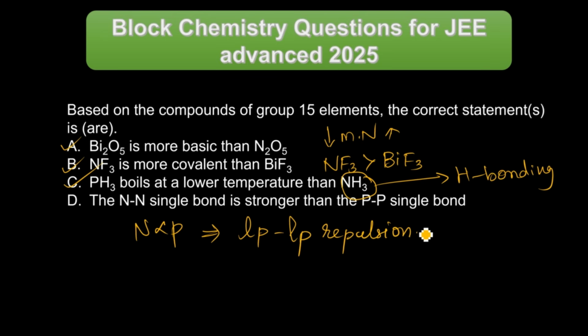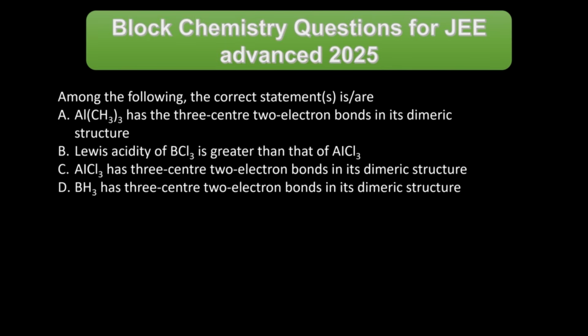While forming the N-N single bond, it will reduce the overlap of this single bond. The overlapping will get reduced. So the N-N bond will not be stronger than the P-P bond. The P-P bond would be stronger. So this is not the correct statement. Only the answer becomes A, B and C. Clear? So moving on to the next question.